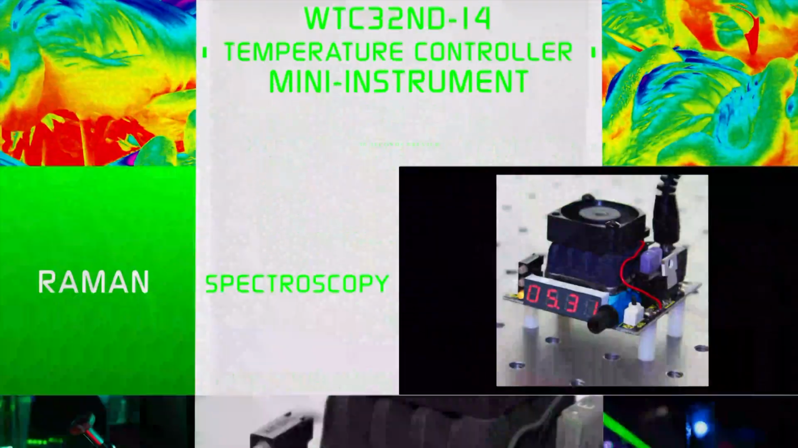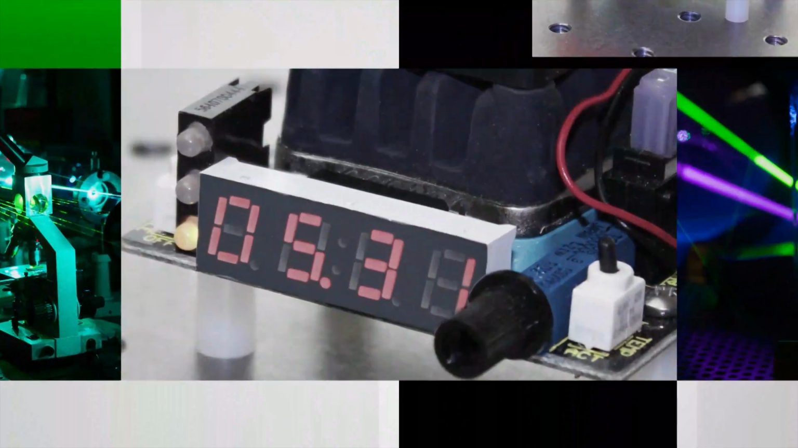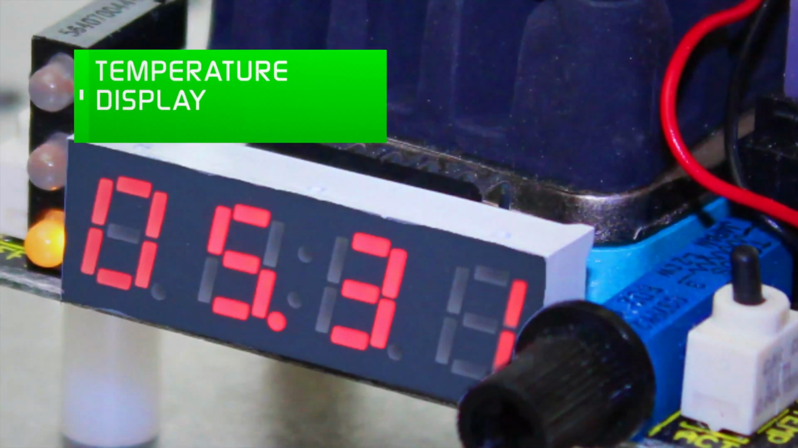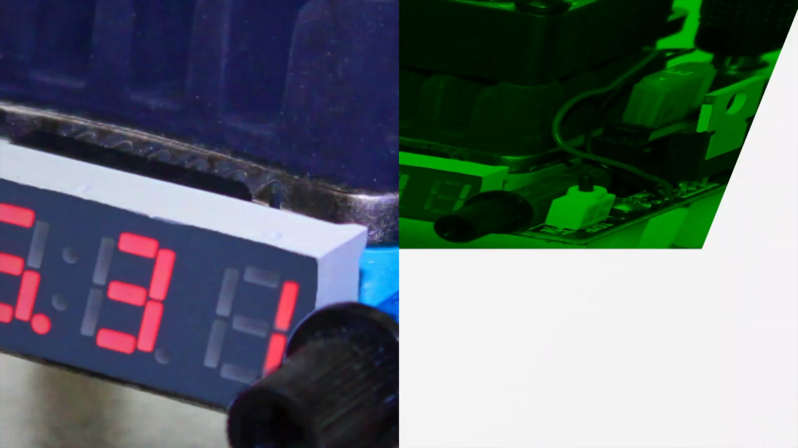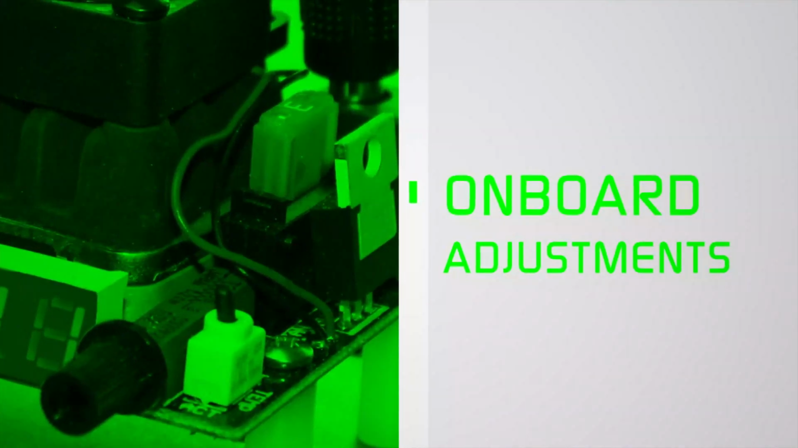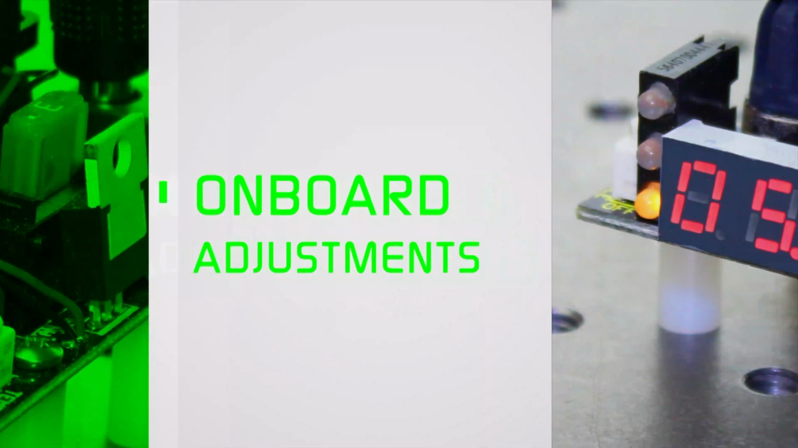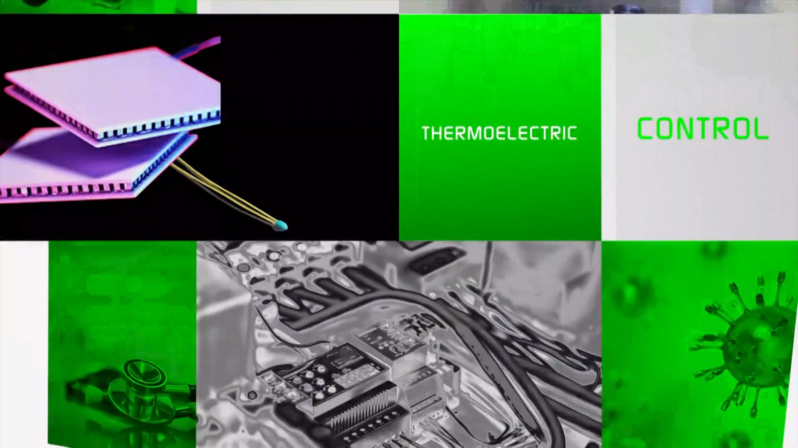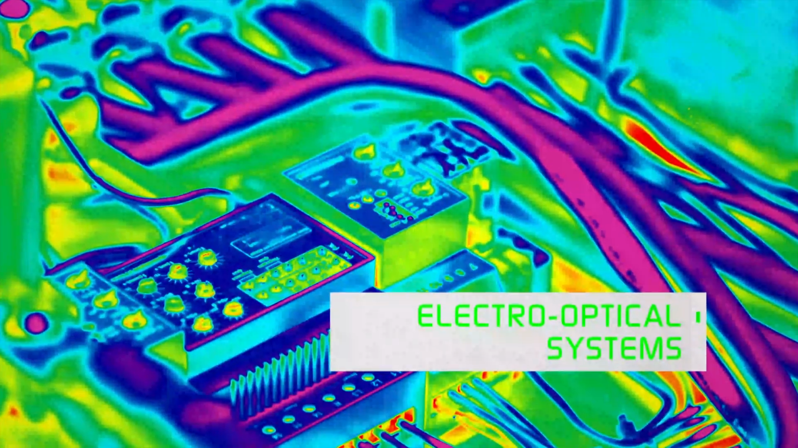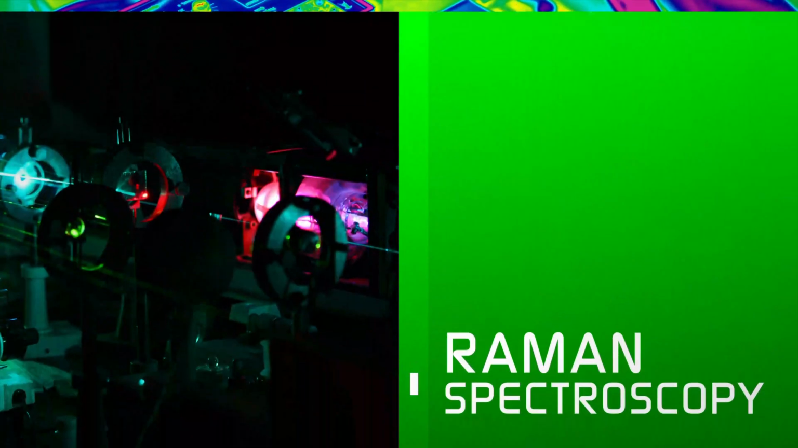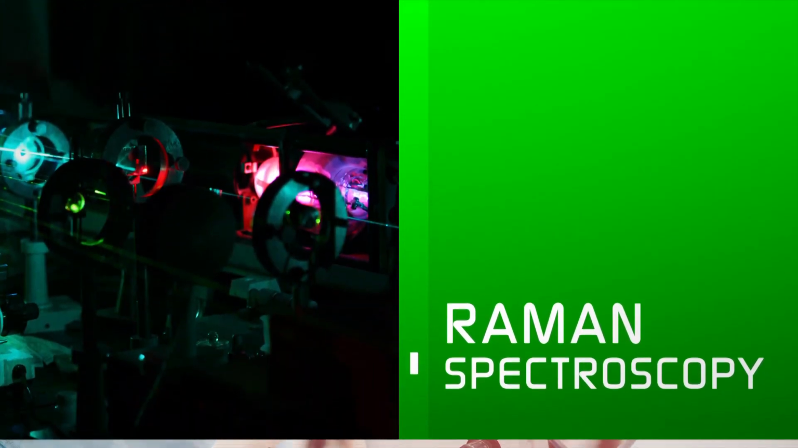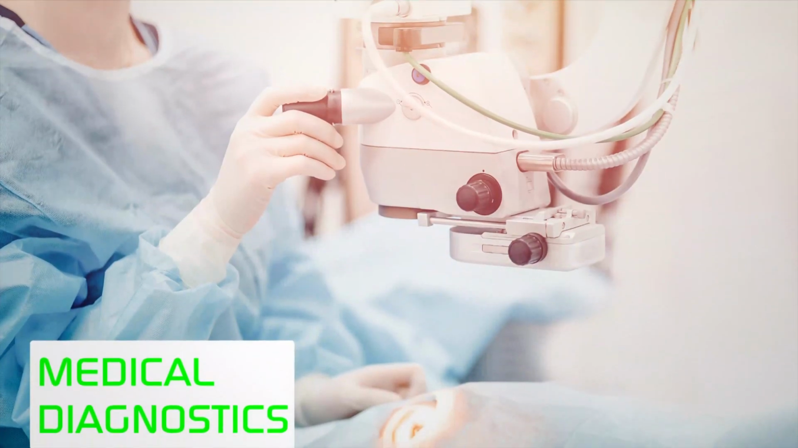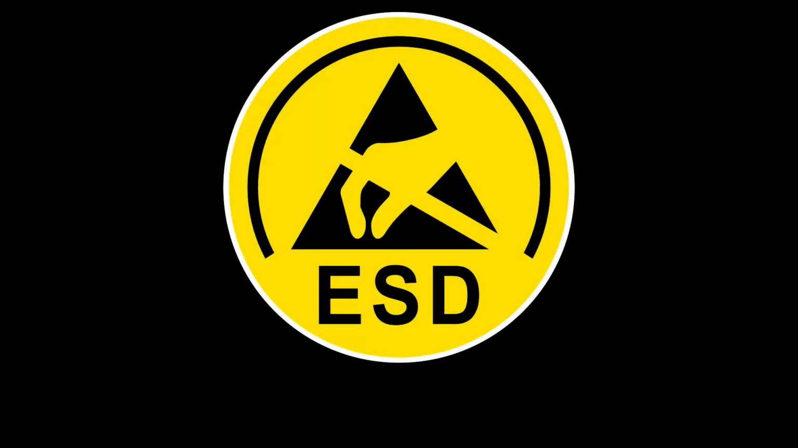The WTC32ND-14 is a mini instrument temperature controller with a temperature display and onboard adjustments. Wrapped around the precision WTC32ND temperature controller, it is configured for use with the TCS 610 10 kΩ thermistor and various thermoelectrics, driving up to plus or minus 2.2 amps. The controller is particularly suited to applications where temperature is scanned across ambient, such as electro-optical systems, LiDAR, Raman spectroscopy, and medical diagnostic equipment. Always observe ESD precautions when handling the WTC14 and thermoelectric.